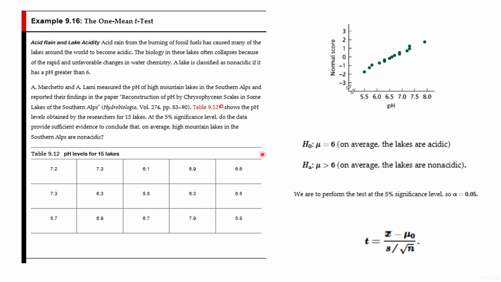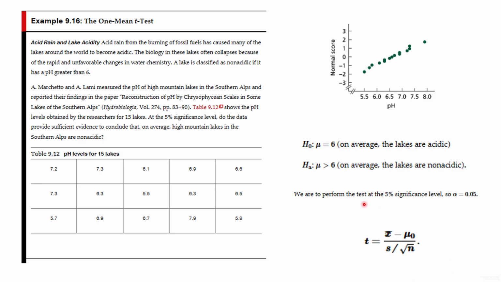And they're asking us to do a right-tailed test, and they're saying here that the high mountain lakes are not acidic. So you take all of the data here and we're going to see if it's normal. So run a QQ plot, or of course you could do your Shapiro-Wilk. We now have our null and alternative hypothesis, and we're going to perform this test at the 5% significance level.